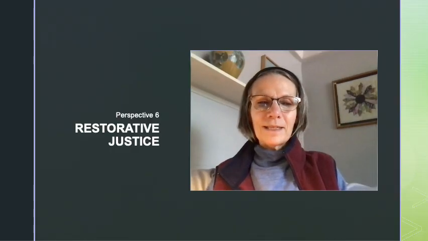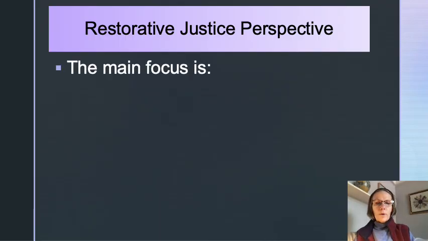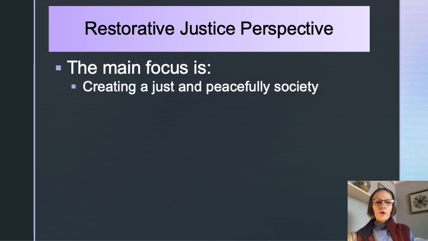This brings us to our sixth and final perspective, the restorative justice perspective. The main focus of the restorative justice perspective is to create a just and peaceful society. In other words, it focuses on restoring justice. This perspective knows that crime hurts people, it's harmful, and that you want to repair the breach.